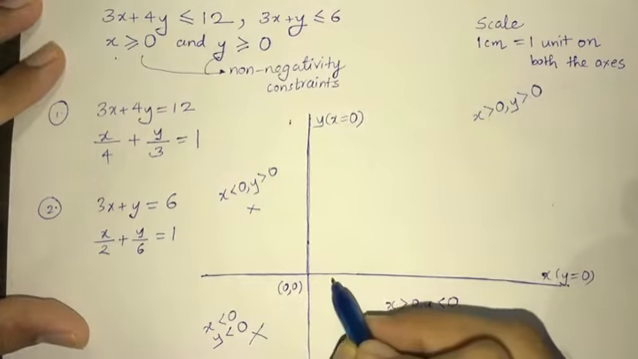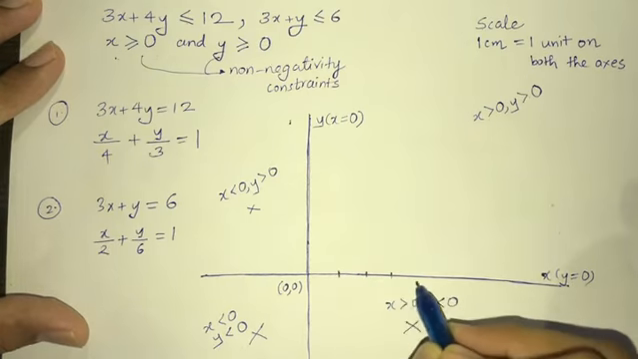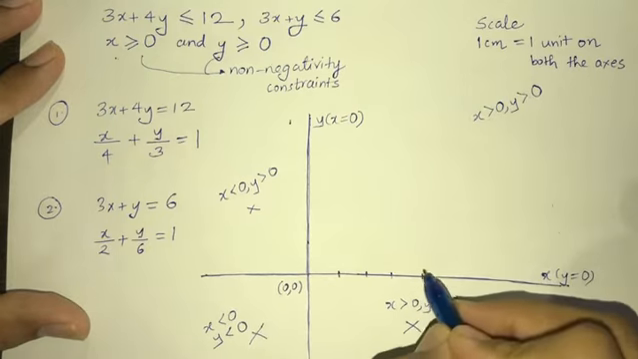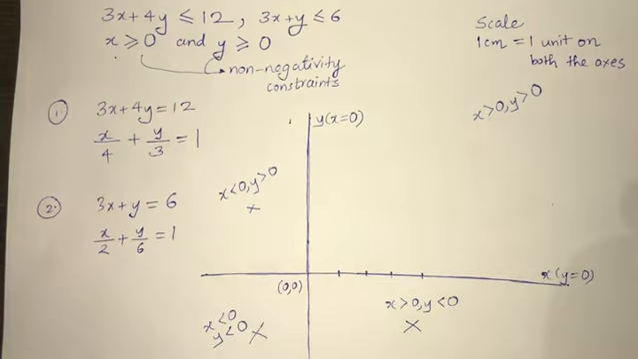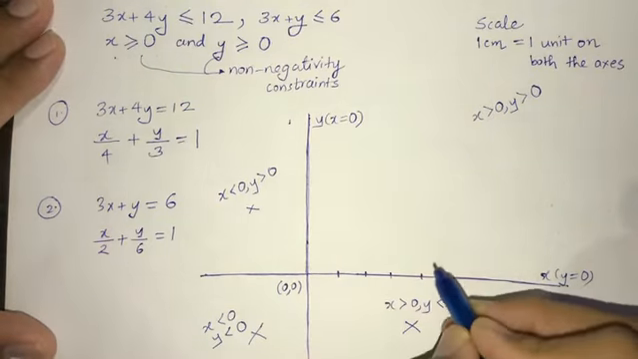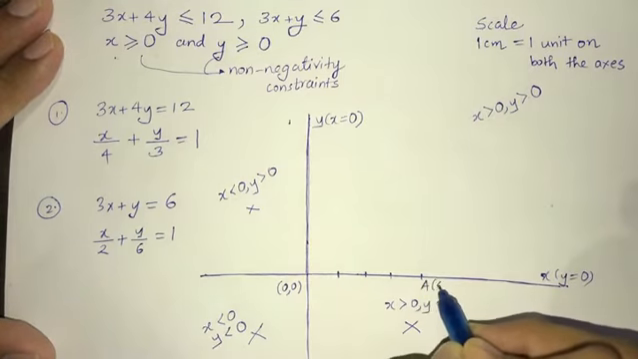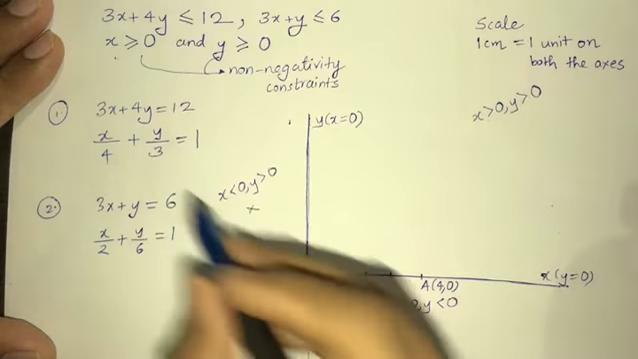Then we can start marking the points. We have 1, 2, 3, 4, right? 1 centimeter as 1 unit. I'm not using the scale, but you have to use a proper scale, and the dimensions should be proper when you're making the graph. Not necessarily will you get graph paper. So we have the first point here, A, 4, 0. The second point which I want to plot is 0, 3.